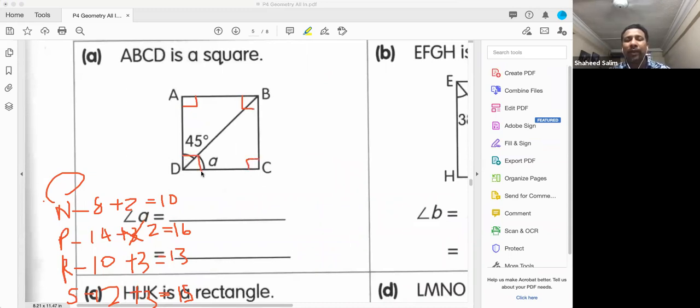If you want to find A, A plus 45 equals 90 degrees. What is angle A? Angle A is 90 minus 45 lah. Okay, that's how you do. 90 minus 45, you get 45. So your answer is 45 degrees. Don't put a C. Must put the small bubble, but not the C.